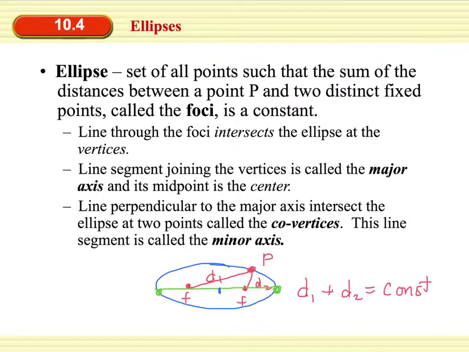Now if I draw a line perpendicular to the major axis through that center, as I'm doing right here in pink, it's going to intersect our ellipse at 2 points, which we call the co-vertices, and the line itself is called the minor axis. Notice that the minor axis is on what you may consider the short side of the ellipse, while the major axis is on the long side of the ellipse.